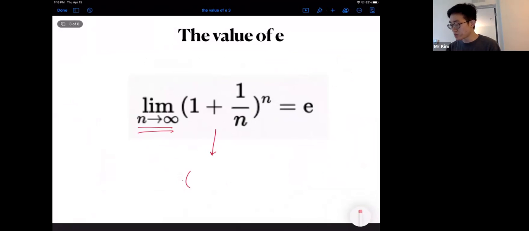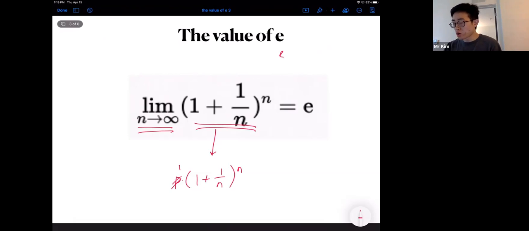The principal times 1 plus 1 over n to the power of n times t, but it's only for a year. So the principal here was $1, so that's why if you take 1 times that, it's going to give you the same thing as what you see up here. This is what we have been doing.